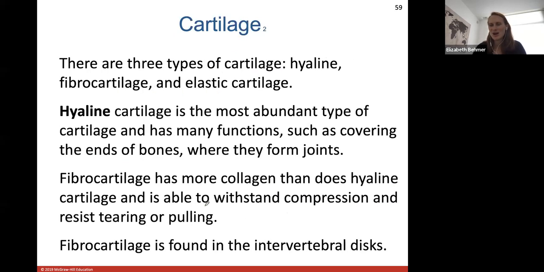And these are the three types of cartilage that I briefly introduced in lab. We have hyaline cartilage. It's the most abundant. It has many functions, but it covers the ends of your bones where they form joints, so your bones aren't rubbing bone on bone. They have this layer of cartilage to make a smooth, frictionless rubbing between your bones at the joints. Fibrocartilage has more collagen than does hyaline cartilage, so it's able to withstand compression and resist tearing and pulling. So we'll see fibrocartilage in your intervertebral discs.